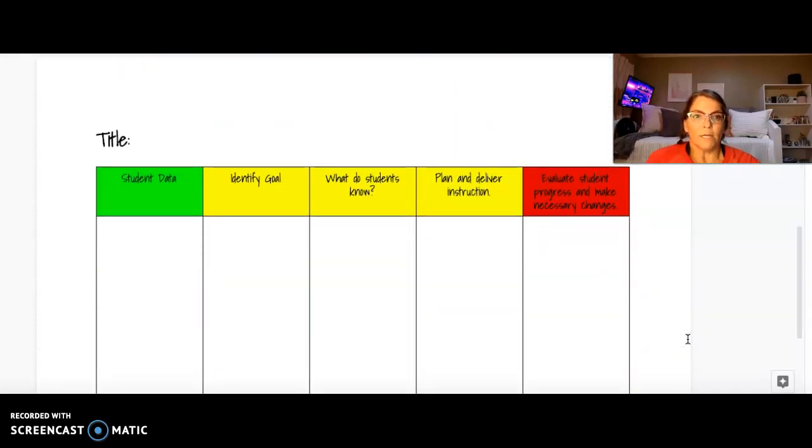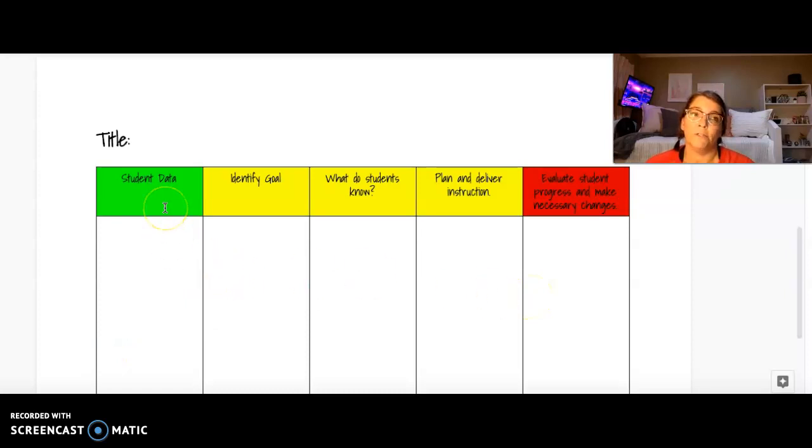Here's my graphic organizer. I left space for a title up here. It could be the subject, it could be the classroom that you're looking at, it could be grade level wise, however you want to title that. I tried to leave big enough spaces so that you could record lots of notes.